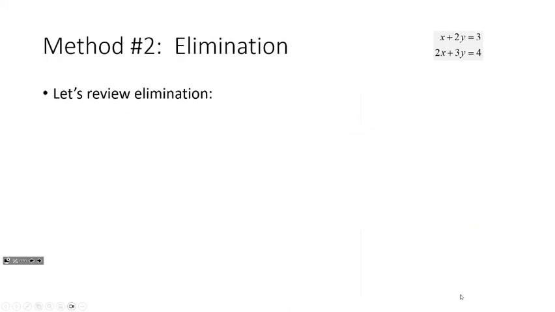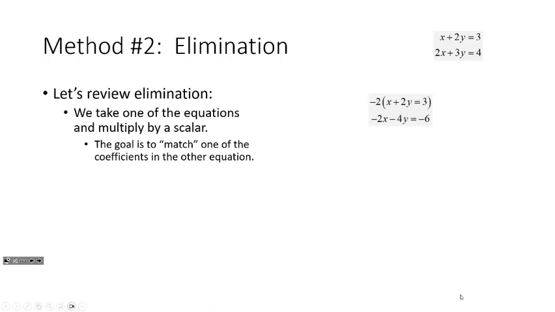Okay? The next method is elimination. Now the way elimination works is I take one of the equations and try to identify a magic number to multiply the entire equation by. So I'm going to take this first equation and multiply the whole thing by -2. So multiply the left side of the equation by -2 and the right side by -2. So instead of x plus 2y equals 3, I'm going to get -2x minus 4y equals -6.